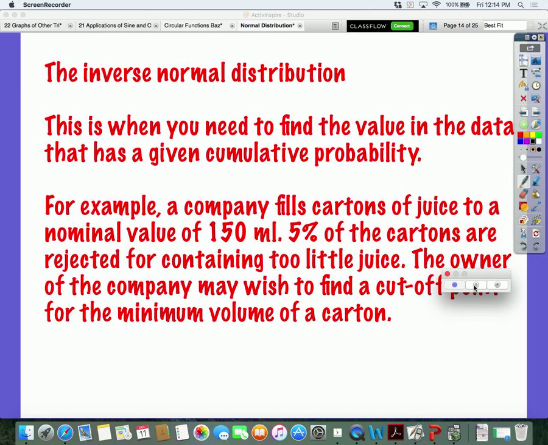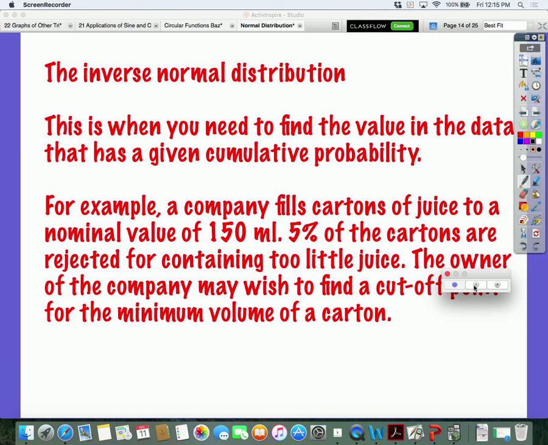The inverse normal distribution. This is when you need to find a value in the data that has a given cumulative probability. So this is the opposite. Instead of them giving you the actual value, find the probability that it is 53 grams, now they're giving you the probability and they want you to find the 53. Okay? So to do this, we use something that's called inverse normal. Oh, I have an example.